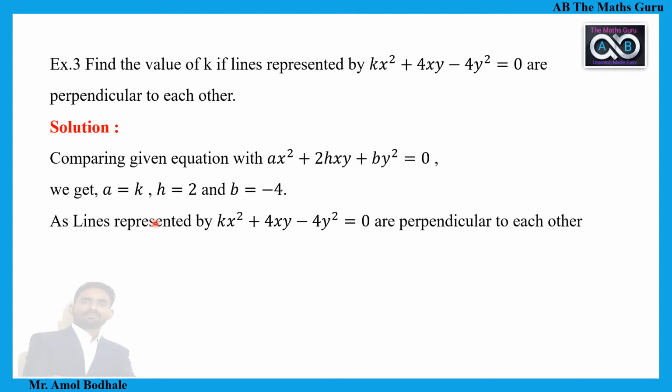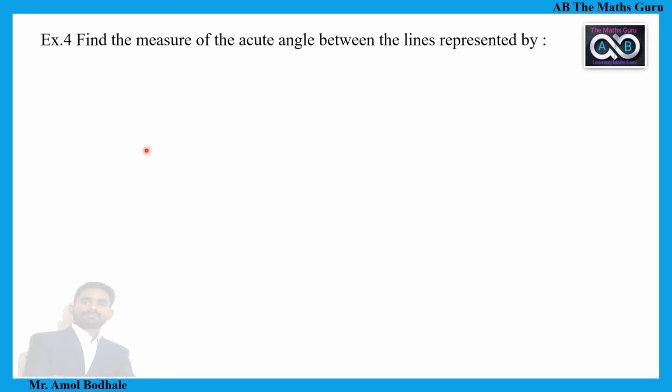As the lines represented by kx square plus 4xy minus 4y square equal to 0 are perpendicular to each other, therefore a plus b equal to 0. So here a is k and b is minus 4. So we'll put the values of a and b here. So we get k equal to 4. In this way we can calculate the value of constant k. Let's see the next example.